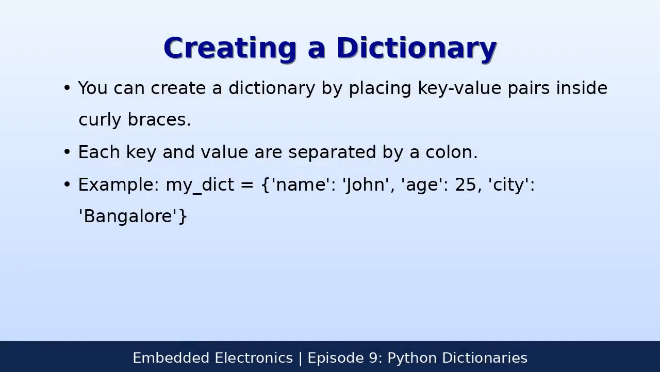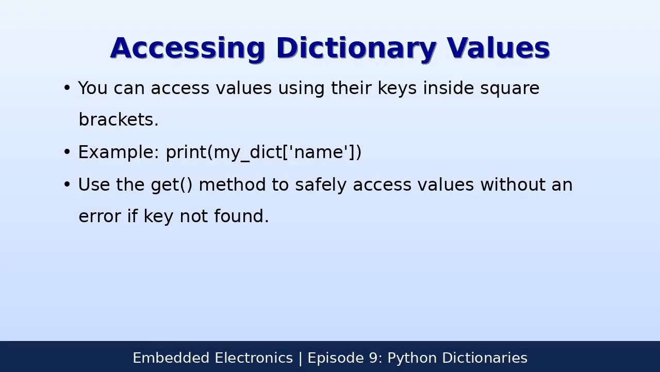You can create a dictionary using curly braces with key-value pairs. Keys must be unique while values can repeat. Dictionary values are accessed using their keys. You can use square brackets or the get method to retrieve values safely.